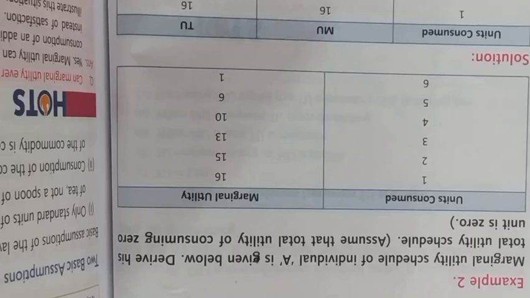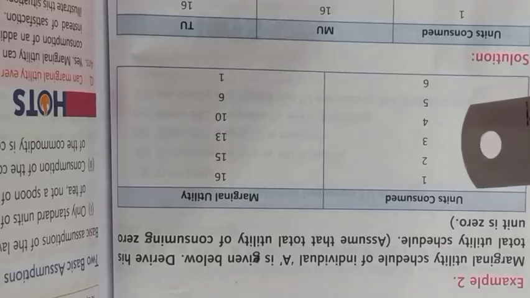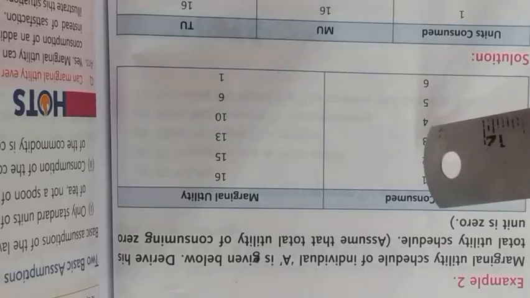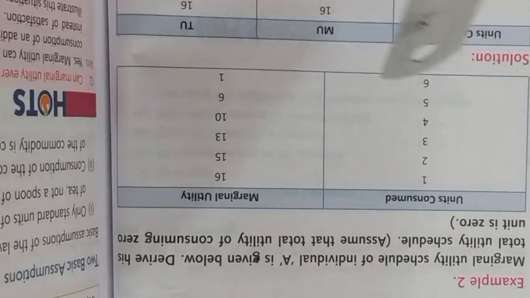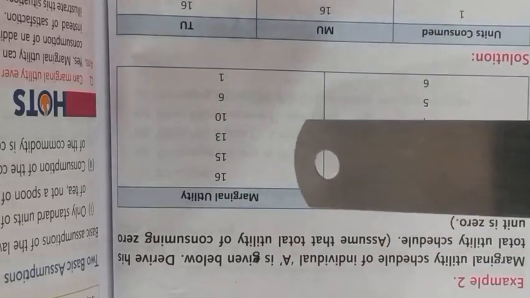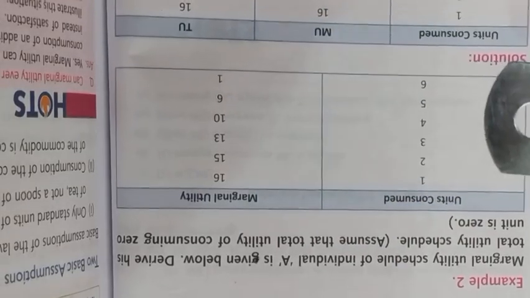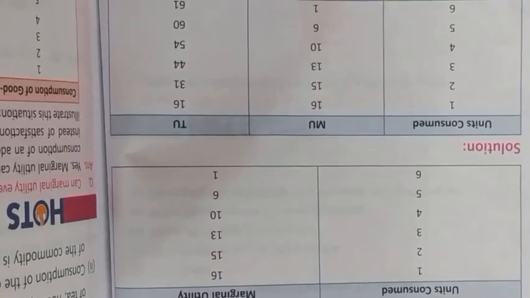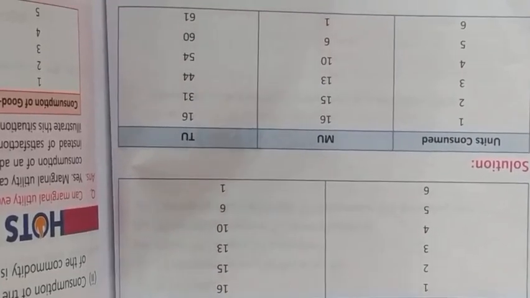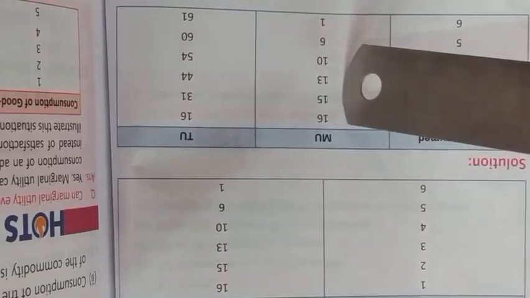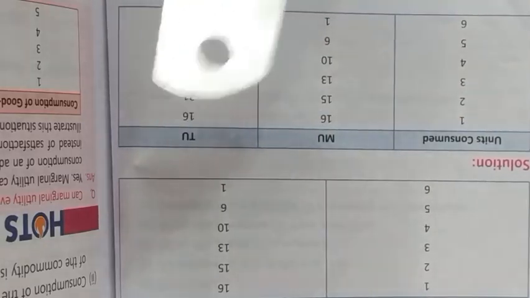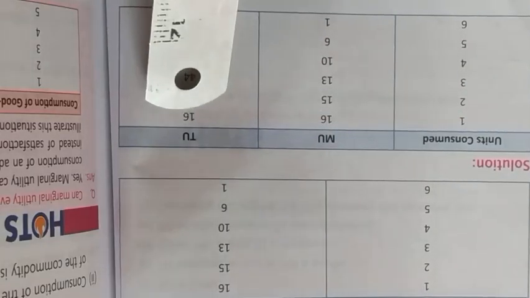Okay, so if we see the marginal utility schedule, what we find is that the marginal utility of the first unit is 16, second unit is 15, third unit is 13, fourth unit is 10, fifth unit is 6 and sixth unit is 1. Here again you see that marginal utility tends to move downwards. Now we will make the total utility schedule. When we consume the first unit, the marginal utility is 16 and total utility will be 16 because this is the first unit which is consumed.